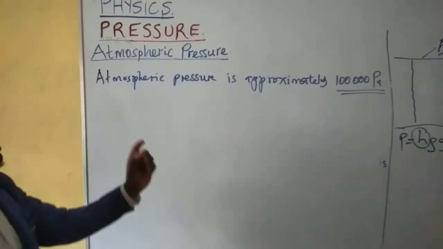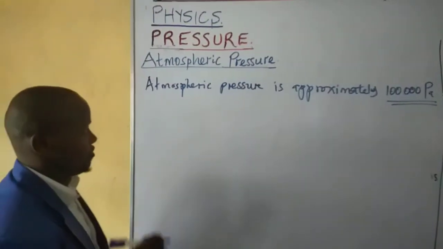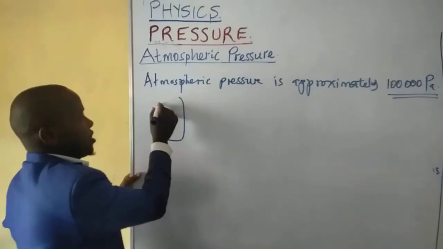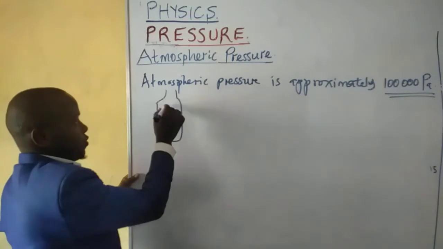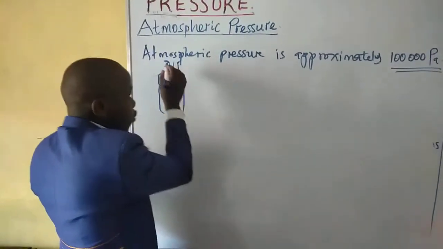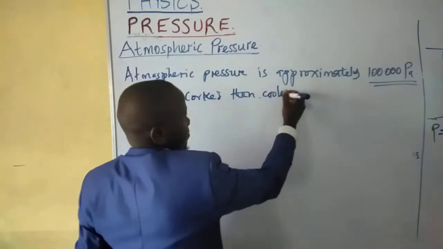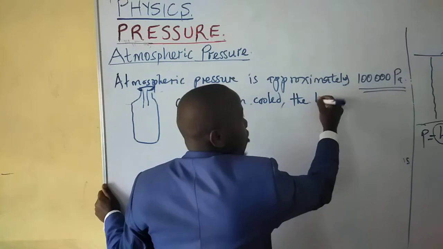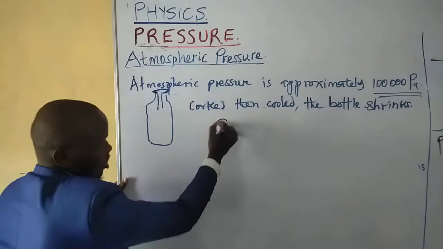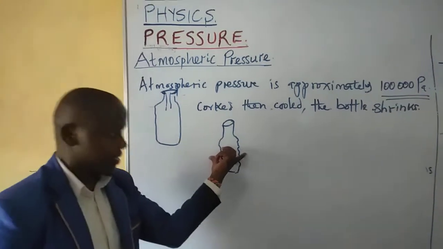Therefore, it is good to know that sometimes we have instances which can make us confirm that atmospheric pressure really is in existence. When we have a bottle which is filled with hot water, boiling water, then you cork it and cool it immediately. When it is corked or closed, then cooled, you discover that the bottle shrinks. You discover that your bottle is not again in its original shape. It shrinks inwards.